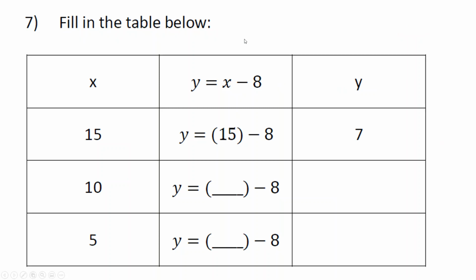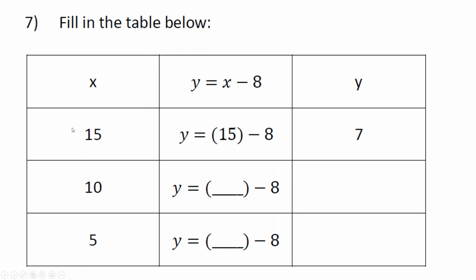So, filling in a table. Now this can get a little bit overwhelming when you see it at first. This is called a function table. So you've got x, your inputs. You've got y, your outputs. And right here is the equation that you're going to use to turn x in to figure out the output. So y equals x minus 8.